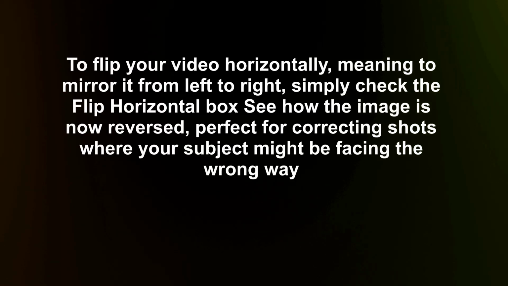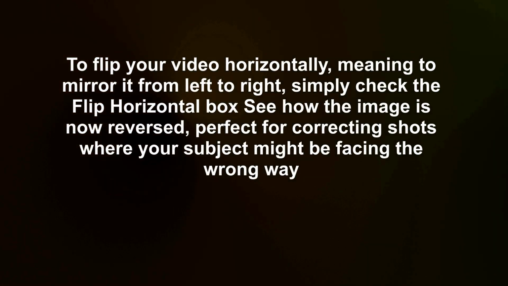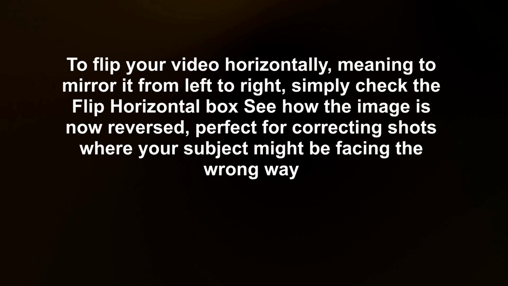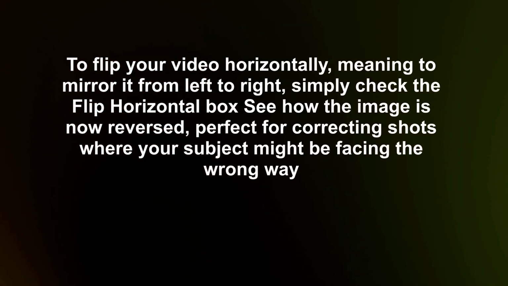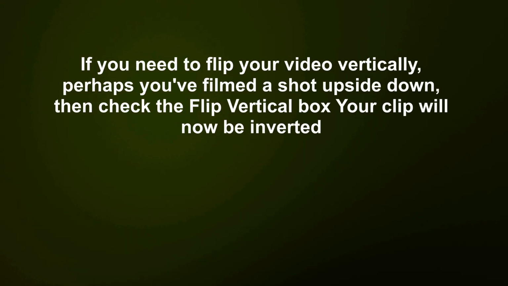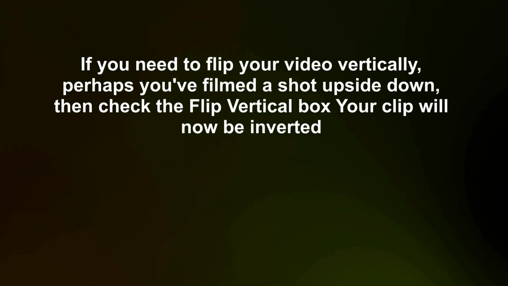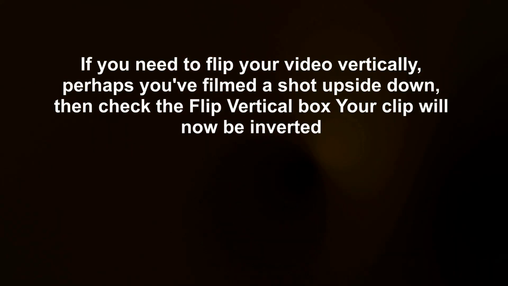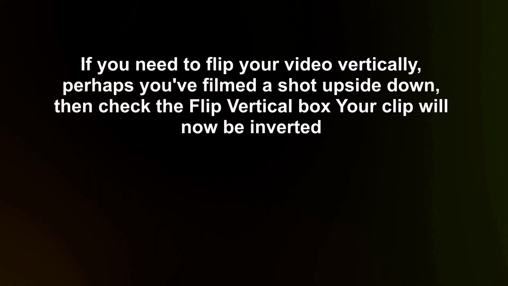To flip your video horizontally, meaning to mirror it from left to right, simply check the Flip Horizontal box. See how the image is now reversed, perfect for correcting shots where your subject might be facing the wrong way. If you need to flip your video vertically, perhaps you filmed a shot upside down, then check the Flip Vertical box. Your clip will now be inverted.